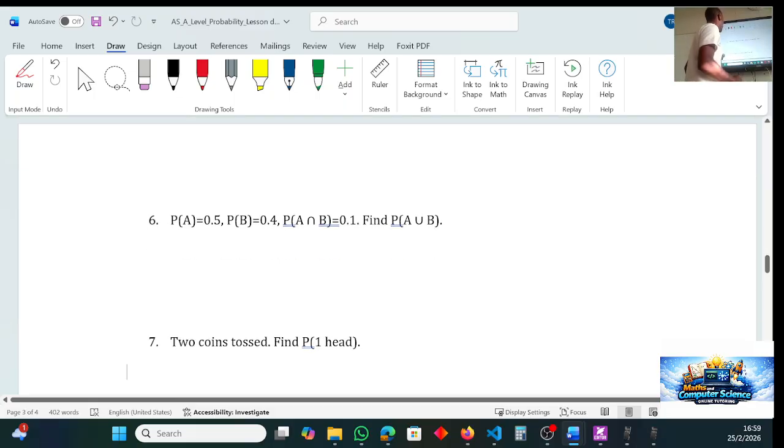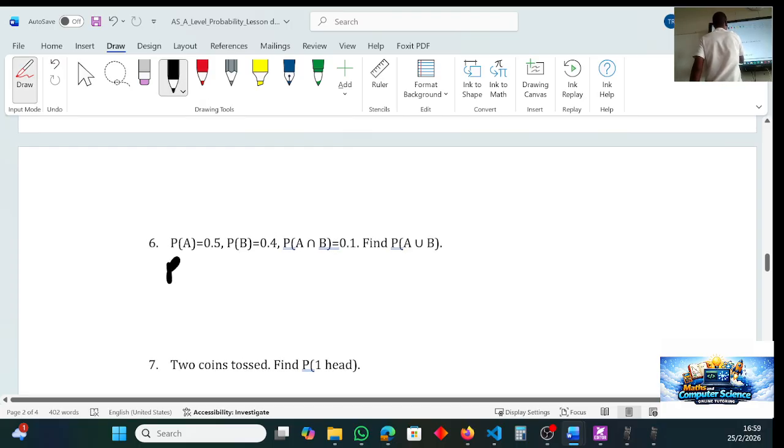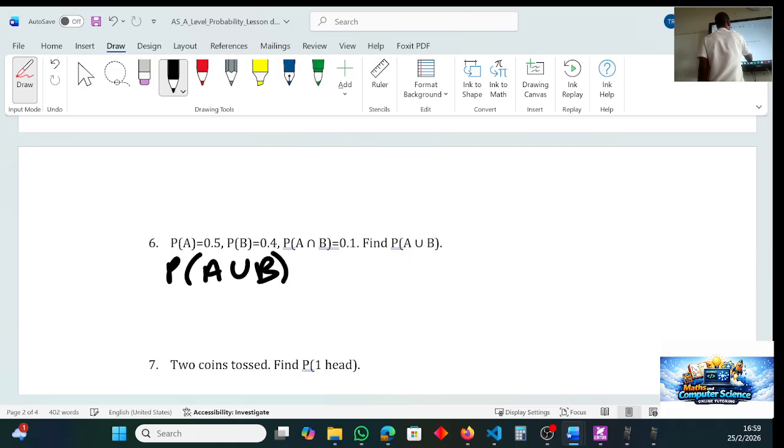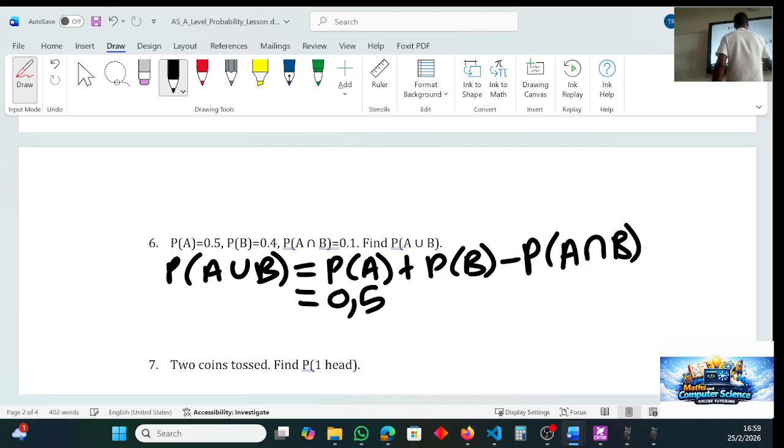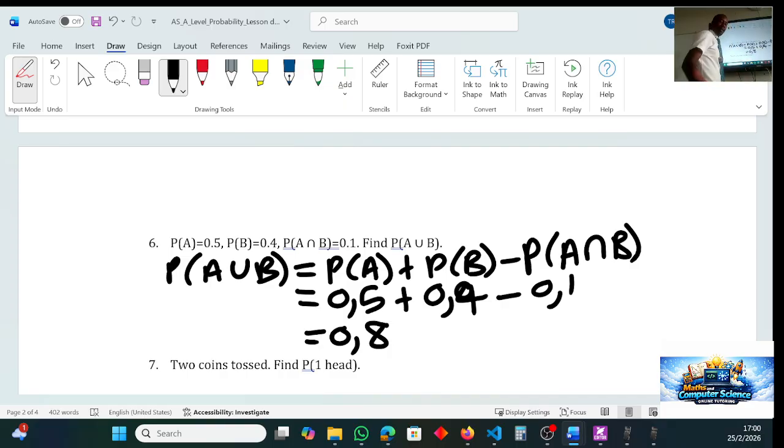Right, so the sixth question, there's an intersection there, and we are interested in the probability of A union B. In this scenario, we will use our universal law, which says the probability of A plus the probability of B, subtract the intersection, A intersection B. So when I do my substitution, A's probability is 0.5 plus B is 0.4 minus the intersection, which is 0.1. When I simplify, this will take me to 0.8.